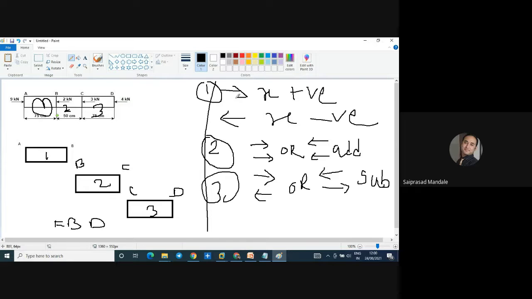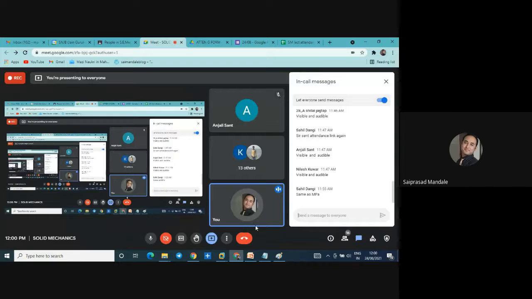Okay. First thing is, if the forces are moving in the positive x-axis, the forces will be taken as positive. If the forces are moving in the negative x-axis, they are taken as negative. If the forces are moving in the same direction, we have to add them. If the forces are moving in the opposite direction, we have to subtract them. When there is a subtraction, we have to give the sign or direction of the higher force. So how to apply that, we'll be looking for.